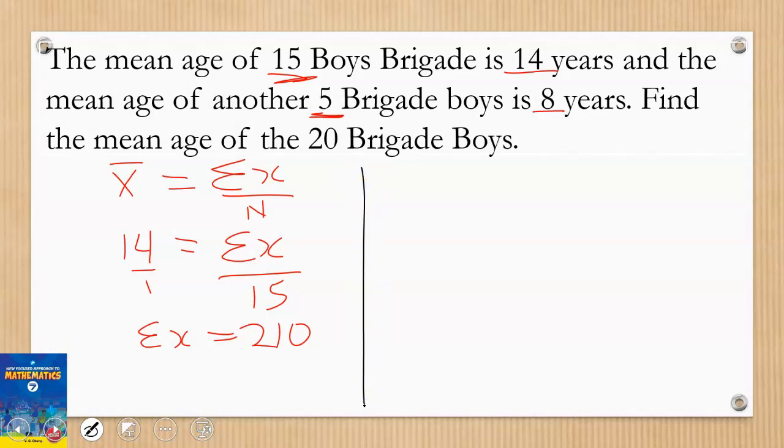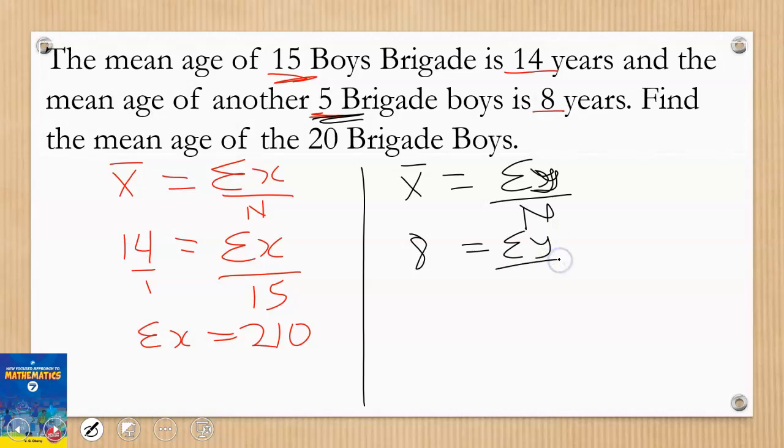Then the next one says another 5 brigade boys. That one, the mean we know to be the same formula, let me use y to represent the variables over the number. Now the mean is 8. The sum of the variables I don't know, but I know the number of them, they are 5. So once again, to find the sum of all the 5 boys' ages, I'm going to get that to be 40, right? So I want to find the mean of 20 brigade boys.